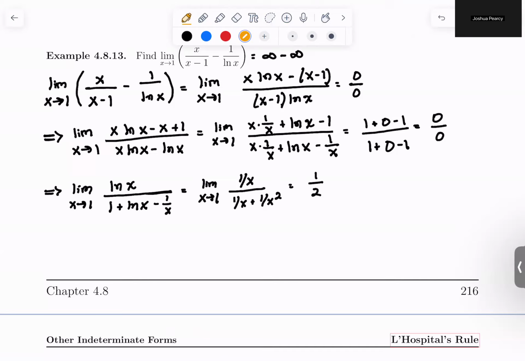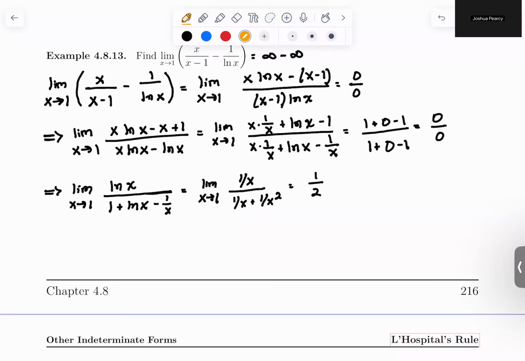So again, we need to apply L'Hopital's rule. The derivative of ln of x is 1 over x. The derivative of ln of x minus 1 over x is 1 over x plus 1 over x squared. And then I can just plug in x as 1 to the numerator and denominator. If I plug in x as 1 to the numerator, it gives me 1. If I plug in x as 1 into the denominator, it gives me 2. So the limit is 1/2.